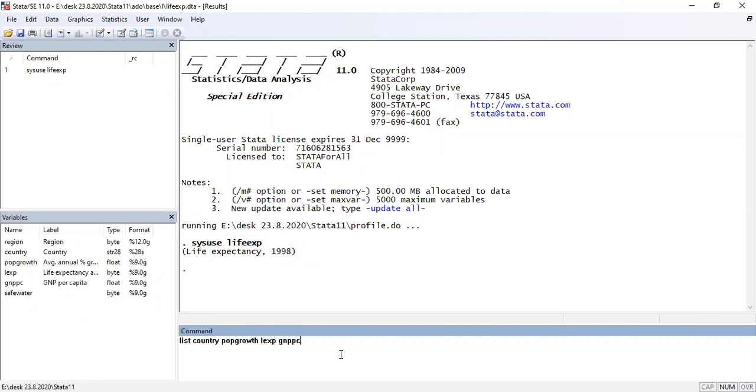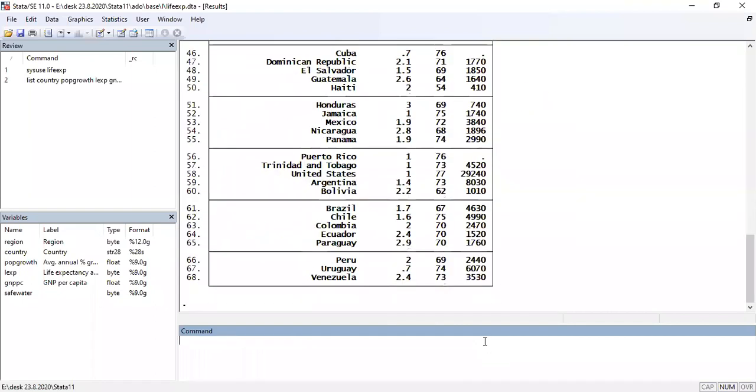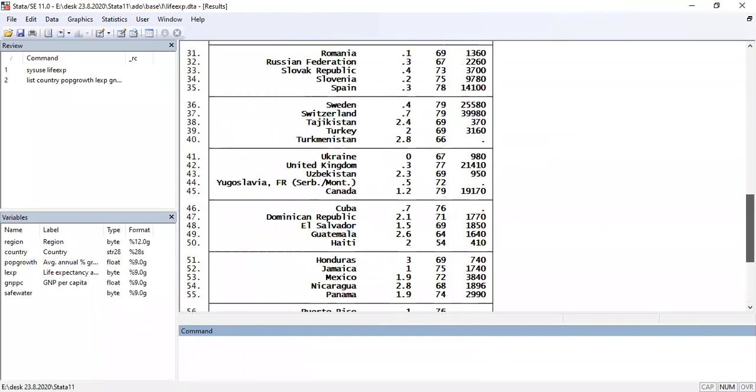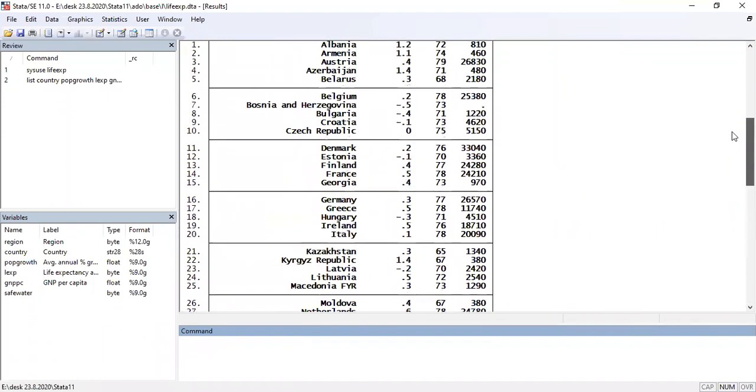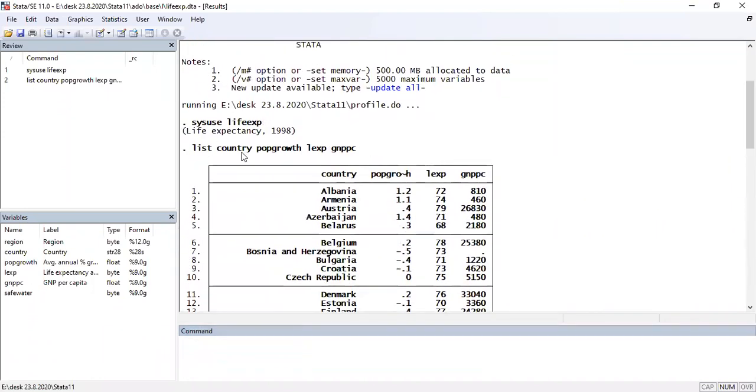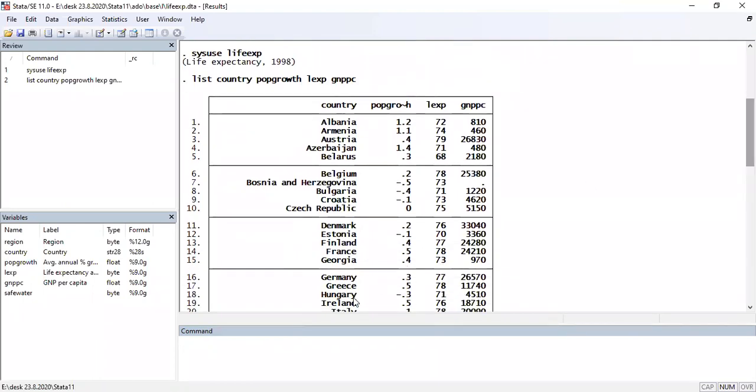So this is a file of life expectancy, and when I wrote this, all the variables are ready to be used, and I would like to see some of them. I said list, and then the variable names, space variable name, space variable name, and hit enter. Once you hit enter, the variables are here: list, country, pop growth, LEXP, GNPPC. See all the variables here: country, Albania, Armenia, Belgium, Bosnia-Herzegovina, Denmark, Germany, Greece.